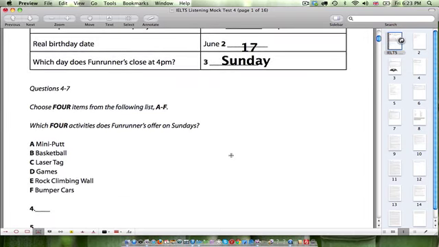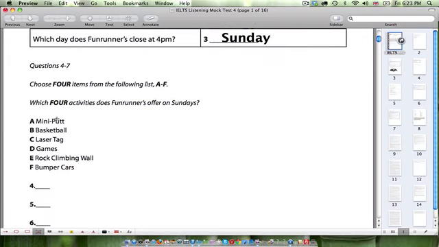Choose 4 items from the list, A to F. These sorts of lists often will be stated exactly as they're written in the listening. Not always, but often, and in this case that's true. So the woman on the phone runs through 4 items that are included. She mentions the rock climbing wall, but she says that this would not be available on Sunday. She does not mention basketball. So the answers here are A, C, D, and F. Get these answers here, A, C, D, F.